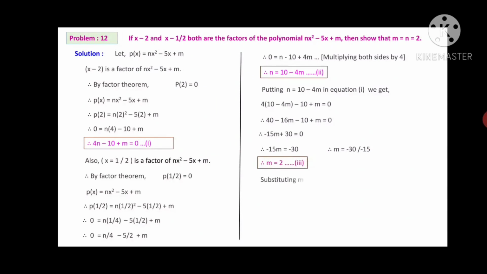M value we calculated. Now, substitute this m is equal to 2 value in equation 2. We will get that n is equal to 10 minus 4 into 2, which will be 10 minus 4 twos are 8. Therefore, we can write n is equal to 2. It is equation 4. So, from equation 3 and 4, we can write m is equal to n is equal to 2, which we had to prove. Now, we will consider problem number 13.